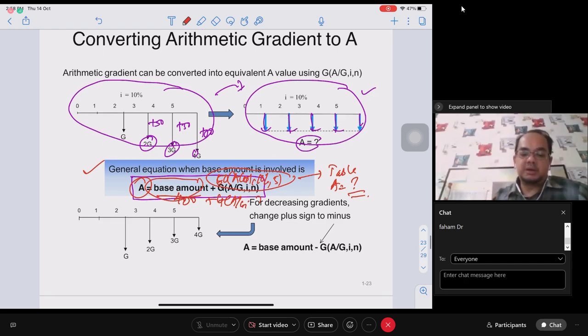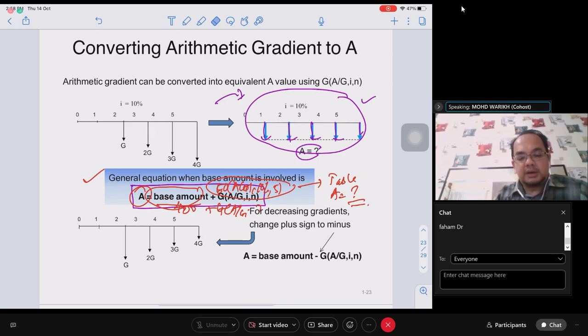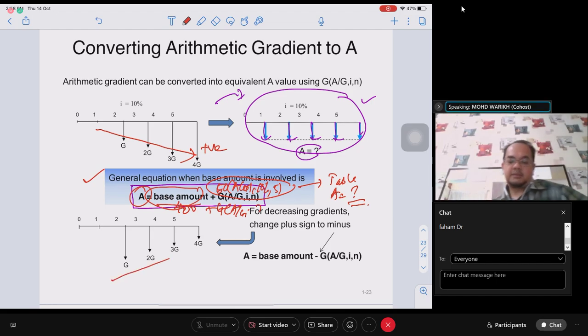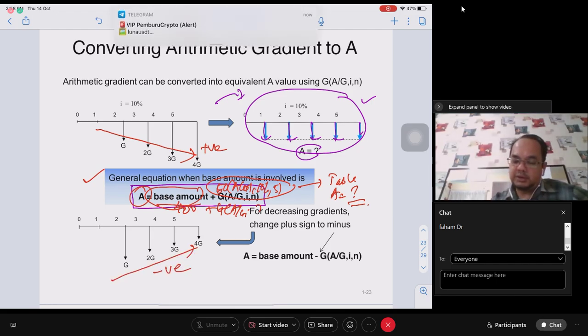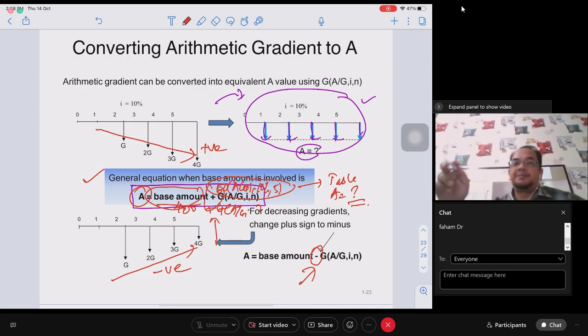But you have to remember this one is positive. If the gradient shows this one is on the positive side, okay. But if the gradient here is on the negative side, then it's negative, you just do the negative. It's the positive. Remember that one.